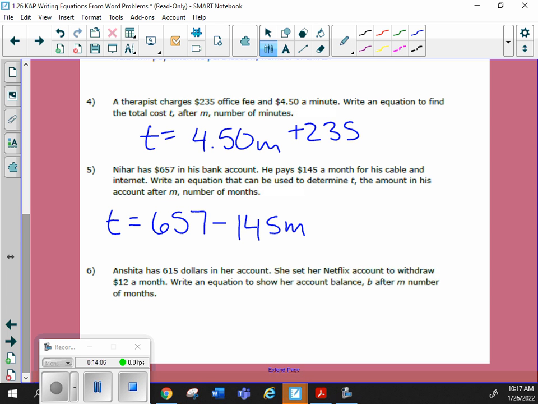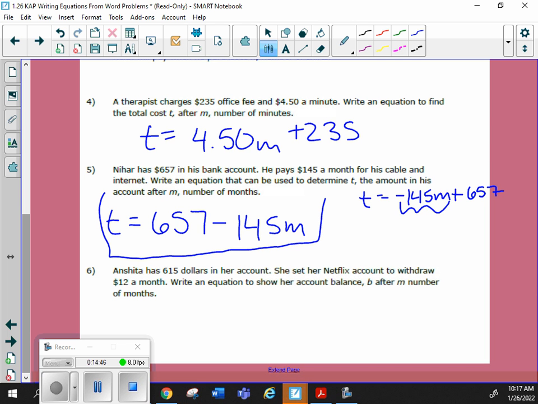I also have it in this order. I have the 657 first because that's my starting amount, and with the subtraction, I'm going to be subtracting away from it. Technically, you could also write it as T equals negative 145n plus 657. That is the same, but I don't think a lot of y'all wrote it that way, because it's still that negative rate. We're losing money at a rate of $145 per month. This is probably the more sensible way for you. Questions on that one?